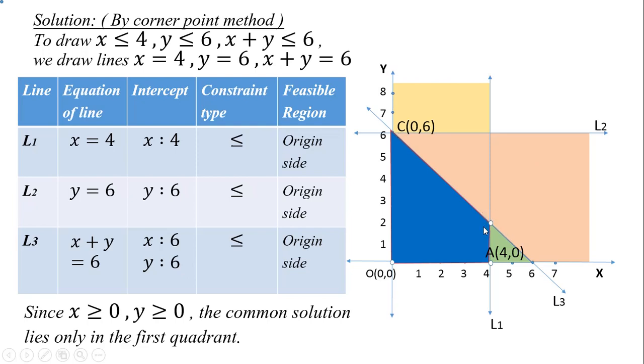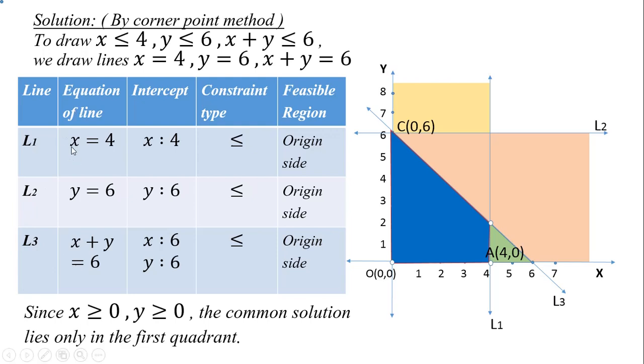Only in this example we have to find the coordinates of this point. This point is the point of intersection of this line L3 and this line L1. Okay. To find the coordinates of this point of intersection, we have to consider the equations of L1 and L3. Now the equation of L1 is x is equal to 4. The equation of L3 is x plus y equal to 6. We solve these two equations and find the values of x and y.